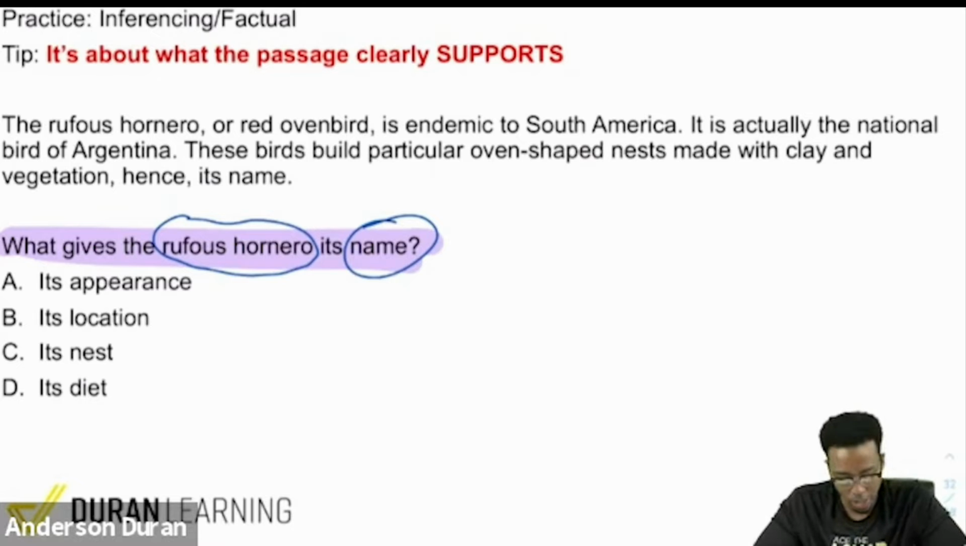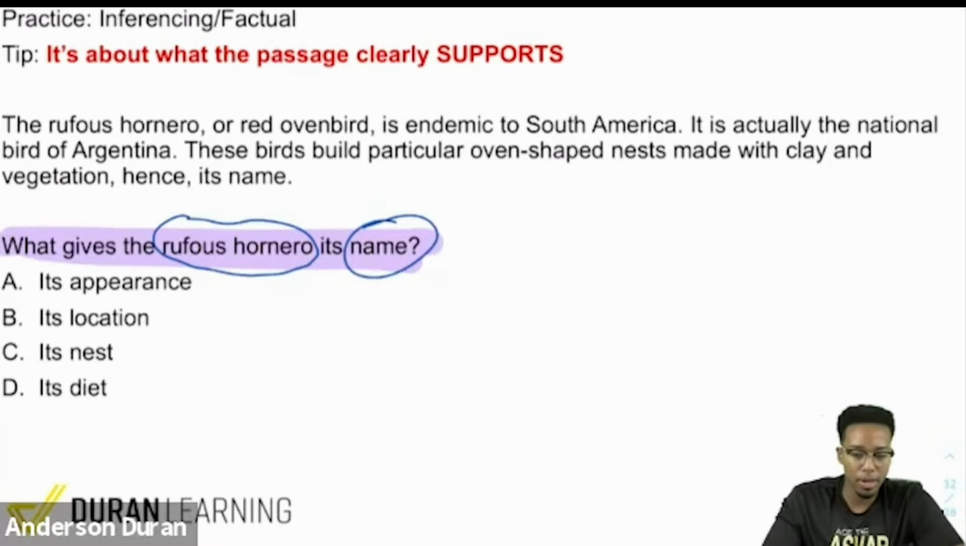The Rufus Hornero got its name by its appearance, its location, its nest, its diet. If I didn't know anything about the Rufus Hornero, I'd say these all seem like fair, plausible answer choices, but now I have them in my head. So now let's go to the passage. The Rufus Hornero, or red ovenbird, is endemic to South Africa. It is actually the national bird of Argentina. These birds build particular oven-shaped nests made with clay and vegetation, hence its name.